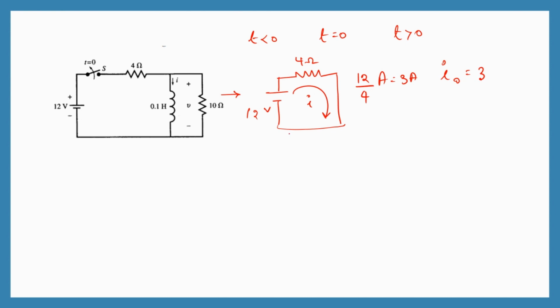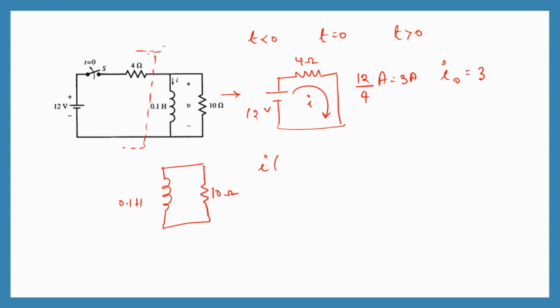Now at t is equal to 0, this switch has got disconnected. Therefore, this part of the circuit is not going to be connected to the inductor. So therefore now the circuit is going to boil down to just the inductor connected with the 10 ohms. And now this is going to act like a source free RL circuit. So this is 0.1 Henry and this is 10 ohms. So we need to find out what is I of t and V of t.